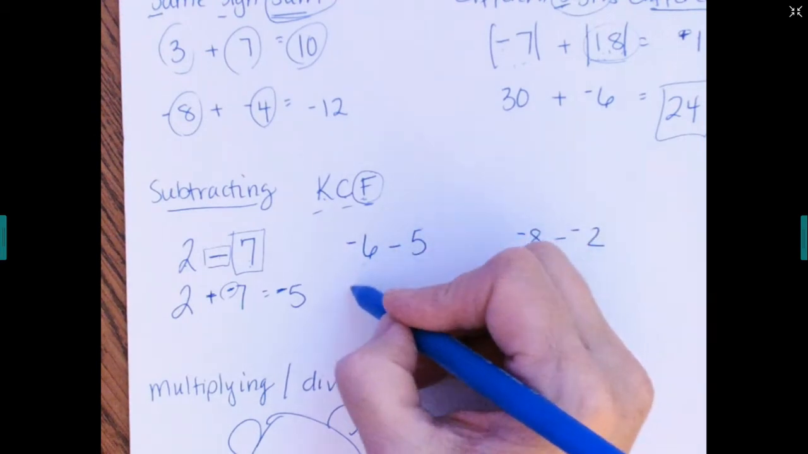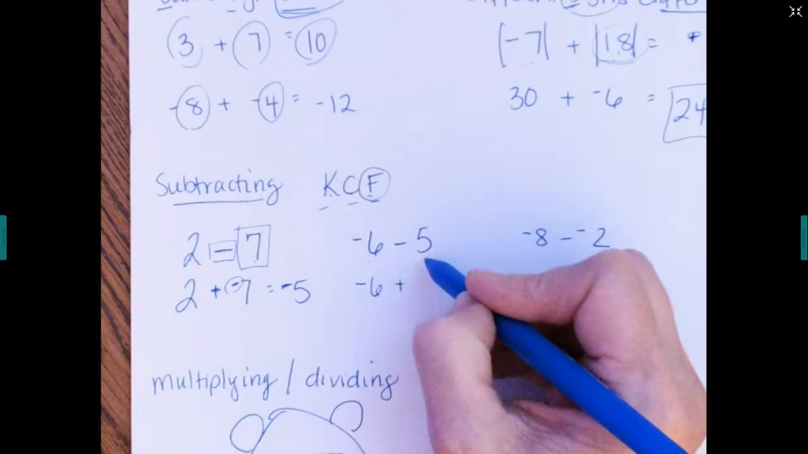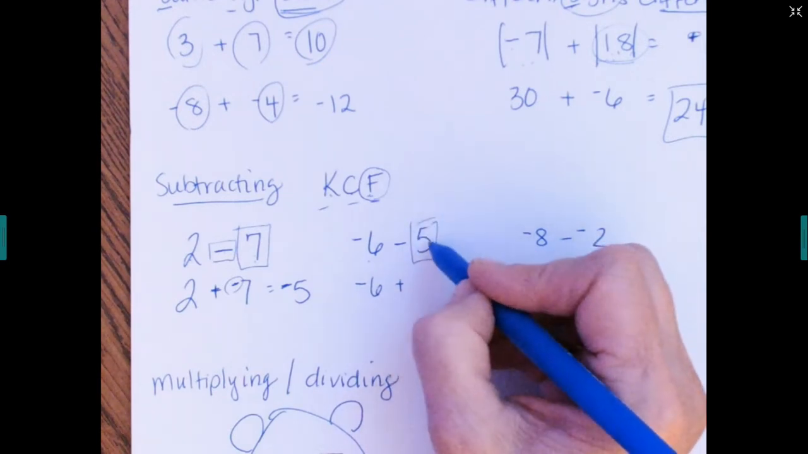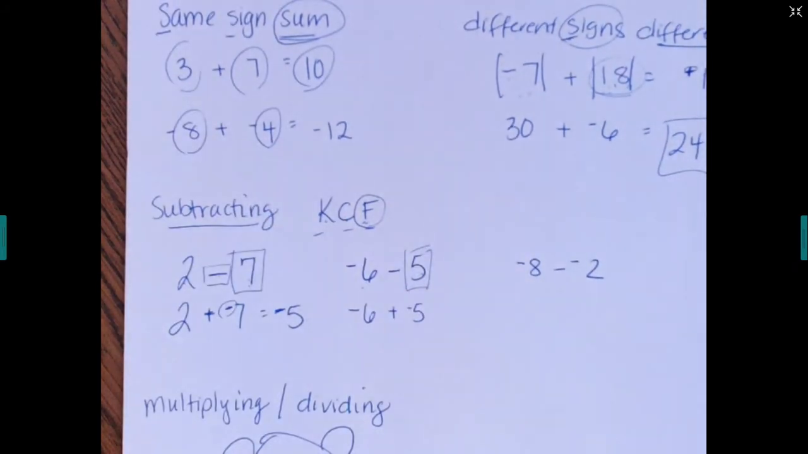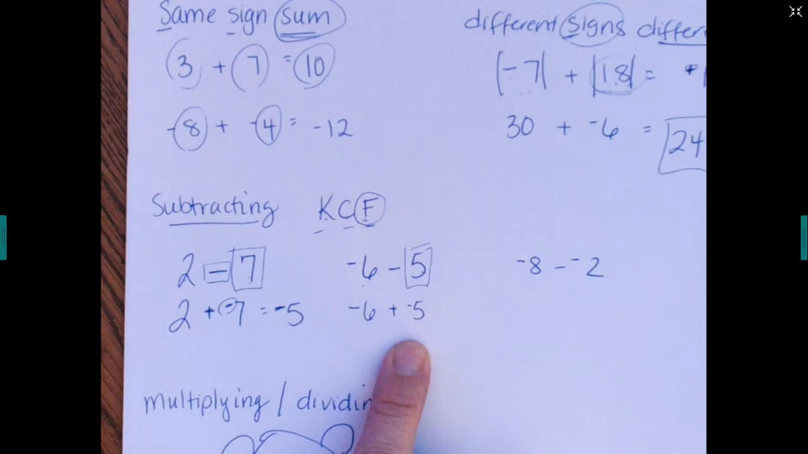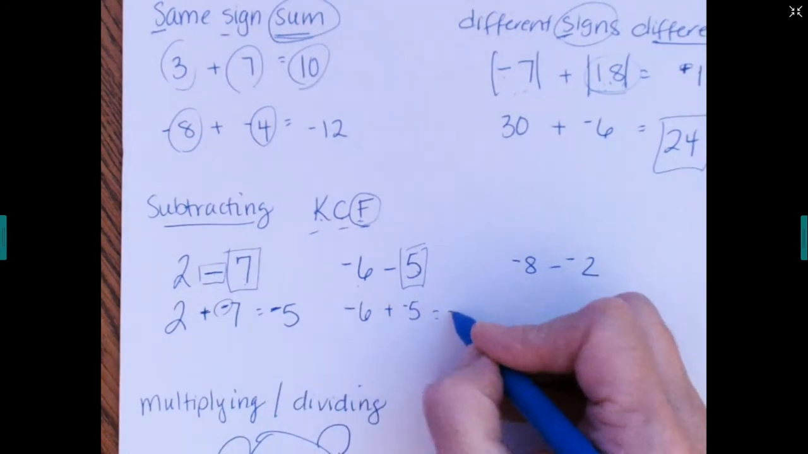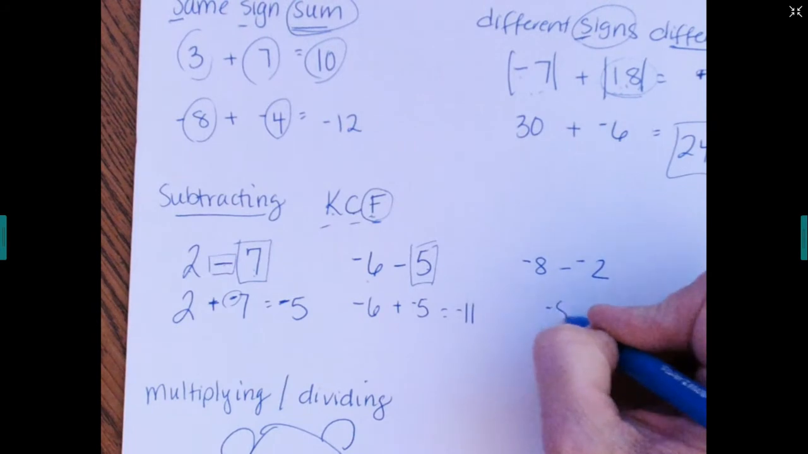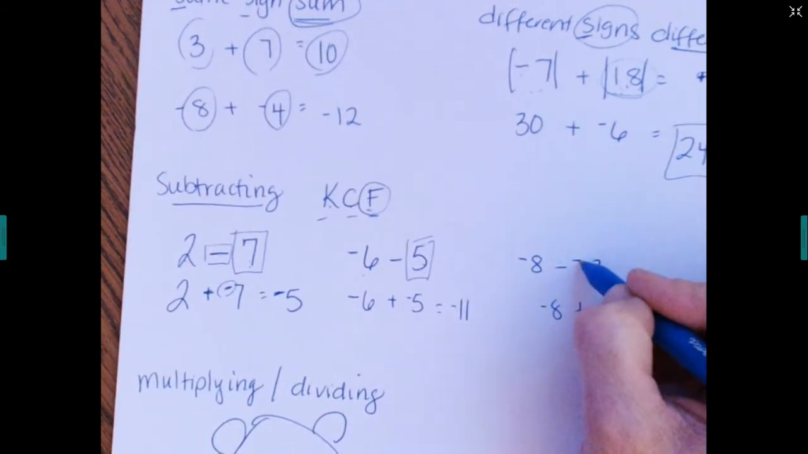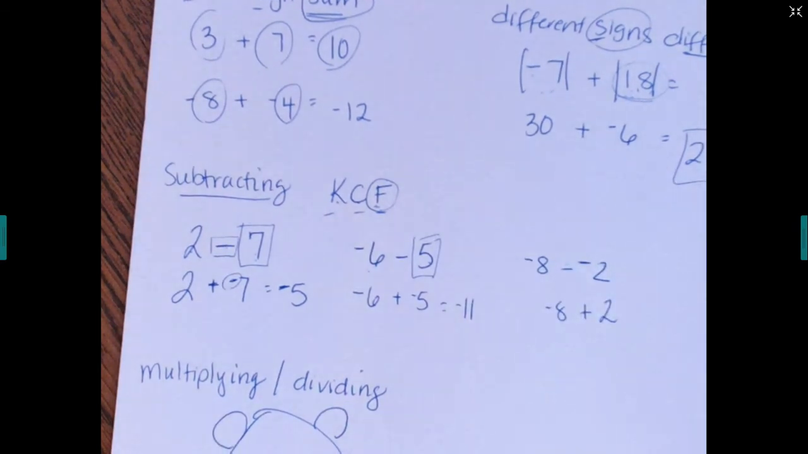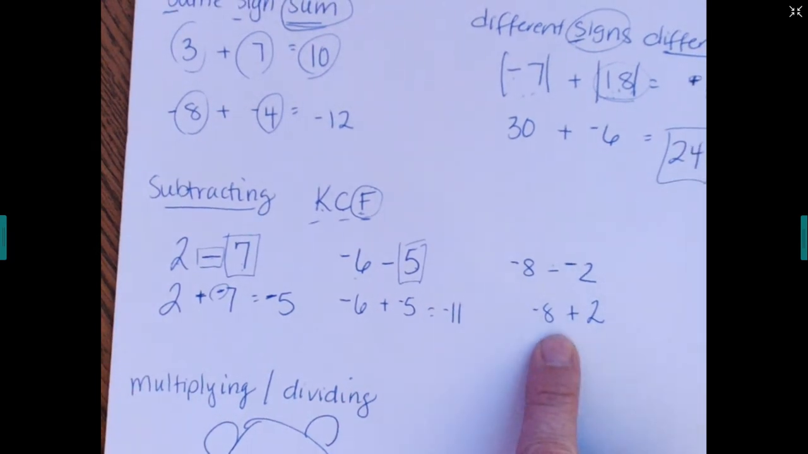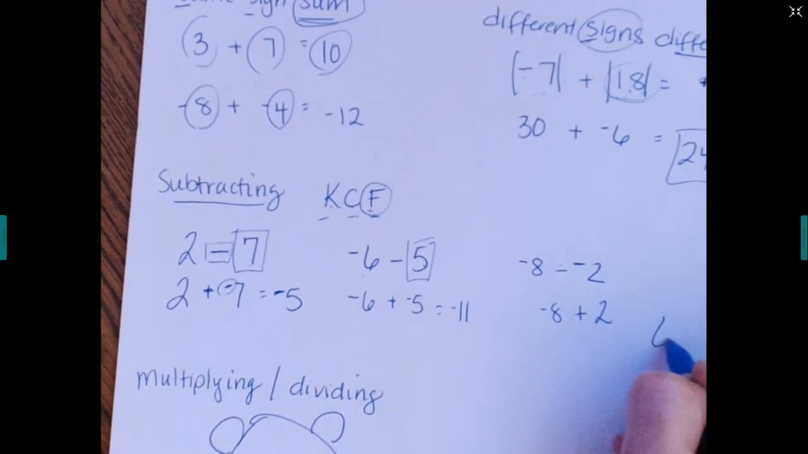Keep, change, flip. Keep this as a -5. Change this to a plus, and this is a +5, so I'm going to make it a -5. Now I'm adding it, so I go back up and use my rules. Same sign, sum. -5 plus -6 is -11. -8 is going to stay the same. I'm going to change this to a plus, and I'm going to flip this to the opposite. It is currently a -2, so I'm going to make it a +2. So now I have -8 plus 2. Different signs, different, because now I'm adding. 8 minus 2 is 6, and 8 has a greater absolute value, so it's a -6.